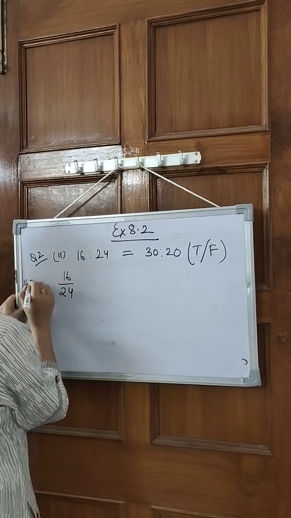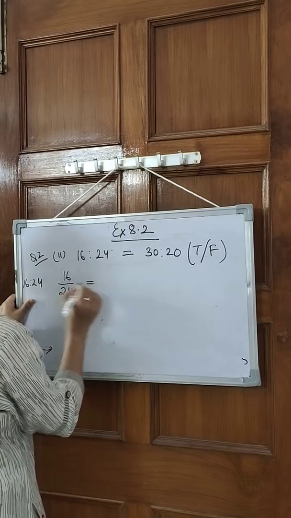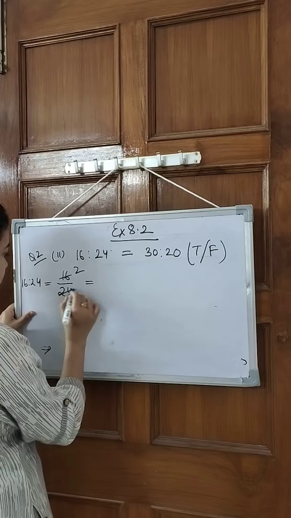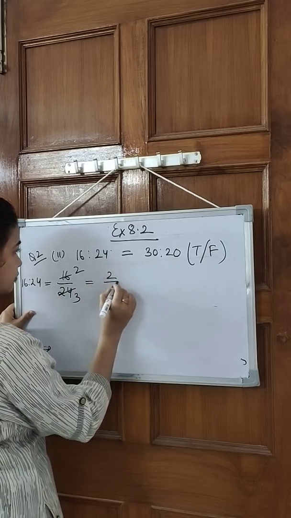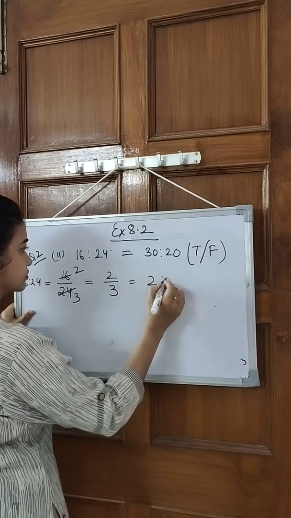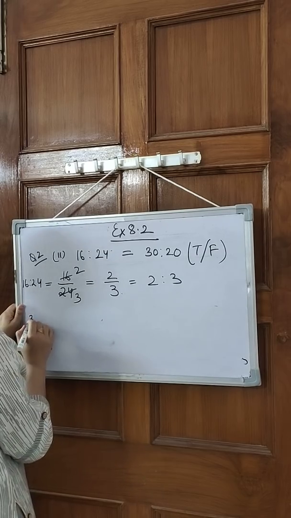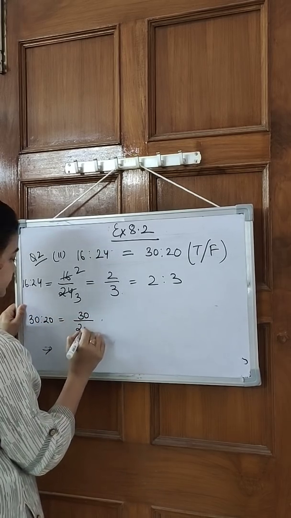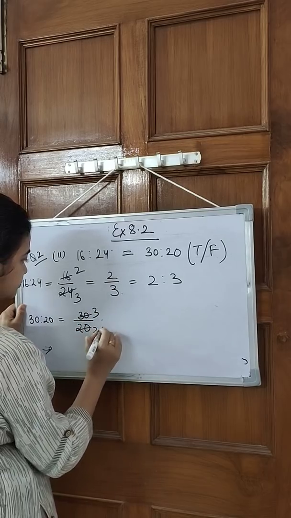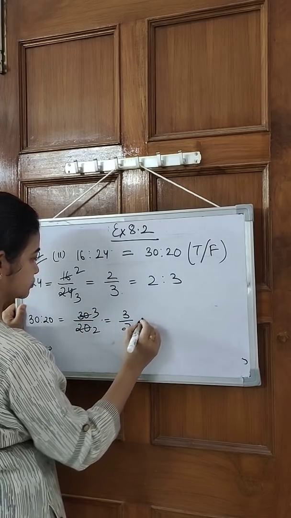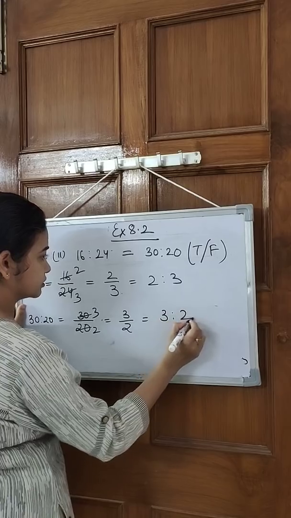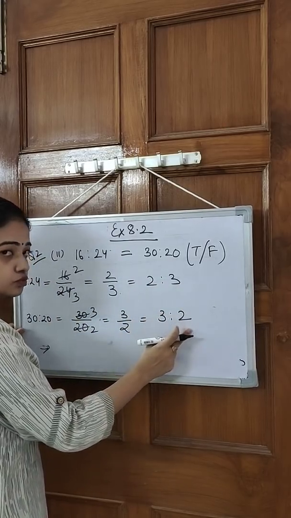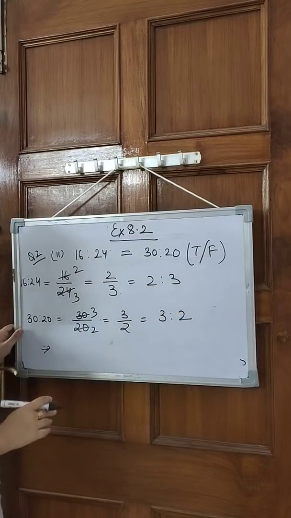So 16 is to 24. I am taking this first. Just 16 upon 24. 8 2s are 16 and 8 3s are 24, so 2 upon 3, which is 2 is to 3. Now take 30 is to 20, which is 30 upon 20, 3 and 2. So 3 is to 2. So one is coming 2 is to 3, and the other one is coming 3 is to 2. So they are not same.